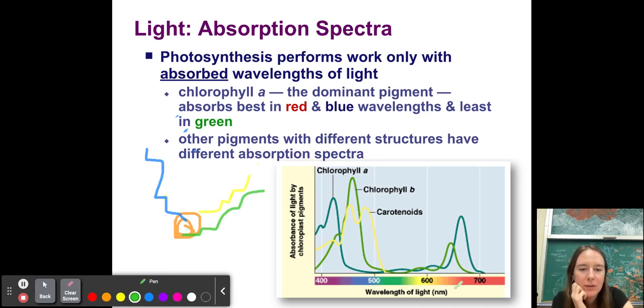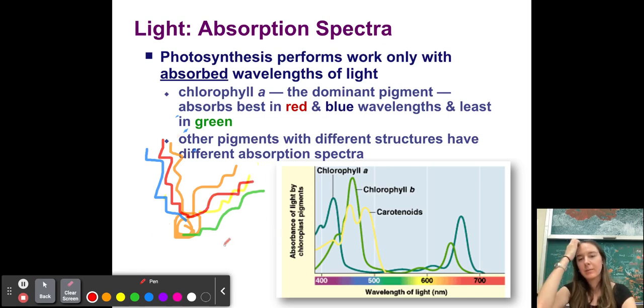But then if you look over here, especially in our red and orange, there's not much absorption. So if orange light were to hit the carotenoid pigment, it would be reflected. If red light were to hit the carotenoid pigment, notice here that the yellow line has no absorbance, so that would be reflected as well.